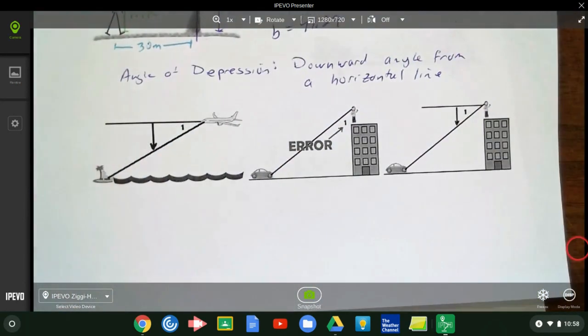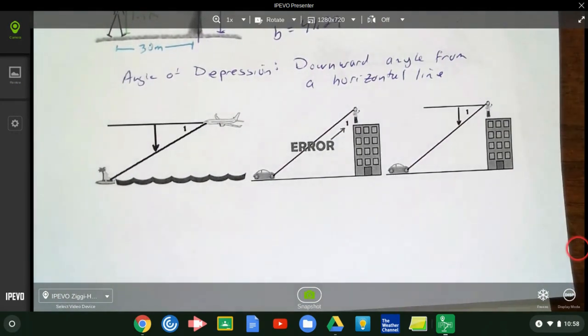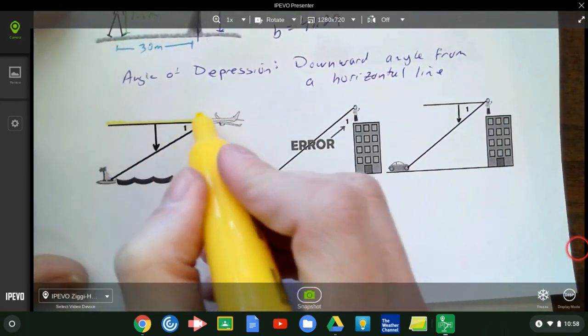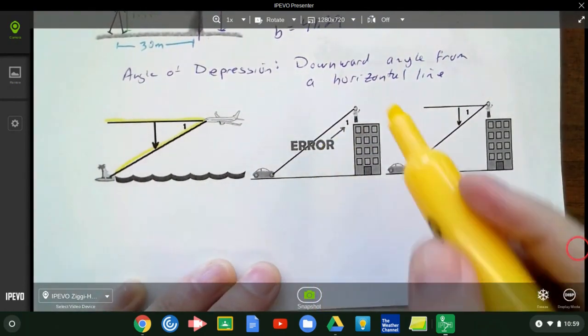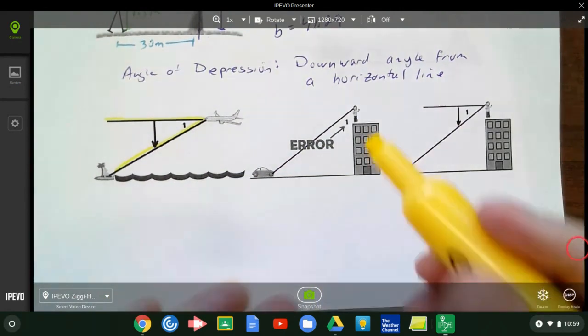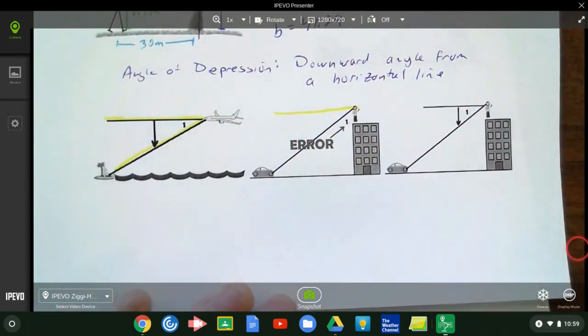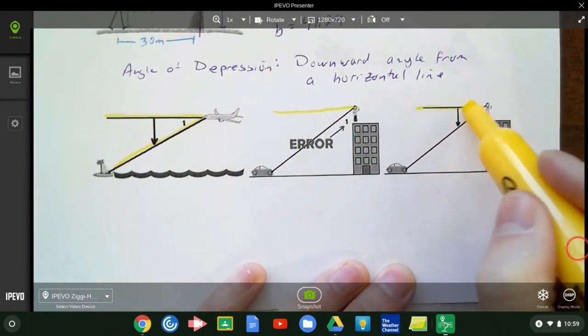So always identify your horizontal line. That's how I like to start. There's my horizontal line, so go down, there's my angle. This doesn't work that way. This is not an angle of depression because my horizontal line is there, okay? So in this case, this one works.